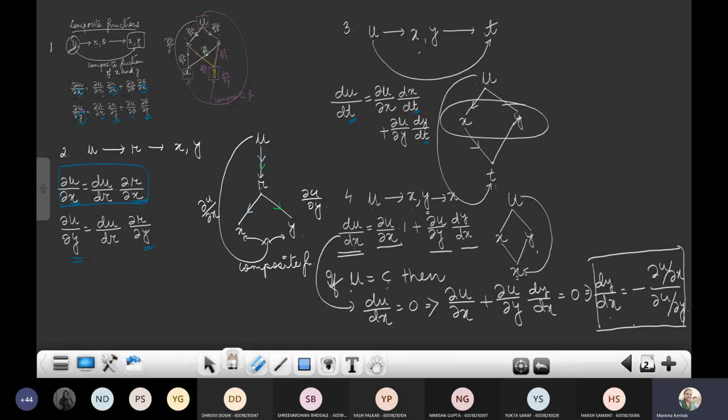Therefore, to understand which rule to implement, we always draw the tree diagram. It is not mandatory to draw the tree diagram, but if you draw it, then half of your problem is solved. Now let us consider some problem.